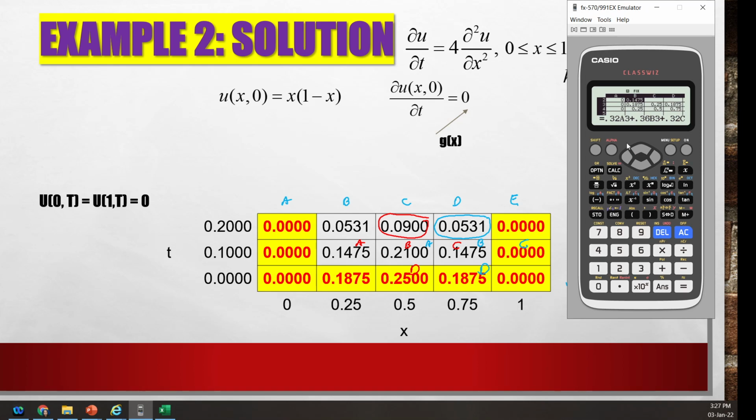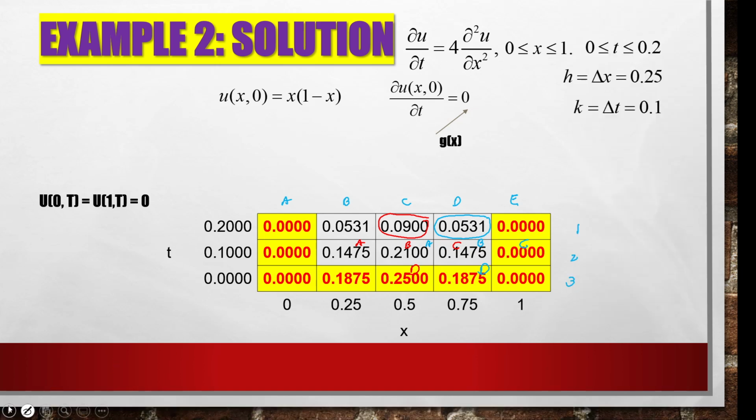To copy it is not as easy as Excel. You just drag it in Excel, but here you need to press options, go down, press number 2, copy and paste. So copy, okay, move to right side, click equal to paste. So you get 0.21. Okay, point to D2. Press equal. So you get 0.1475. Okay, done, copy, paste, AC. So you get the level 1 already.